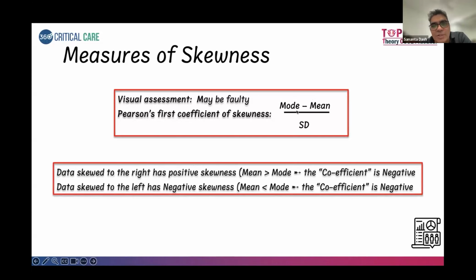where the mode is more than the mean, in this case you'll get a positive number, and the other way around. Data skewed to the right is called positively skewed, and data skewed to the left is called negatively skewed. Based on where the mean is and the relationship between these two, it will be positively or negatively skewed.